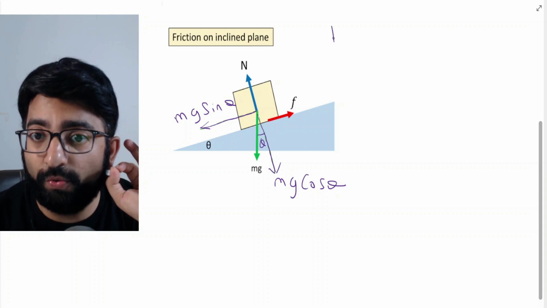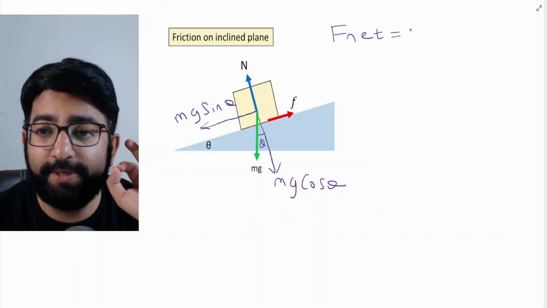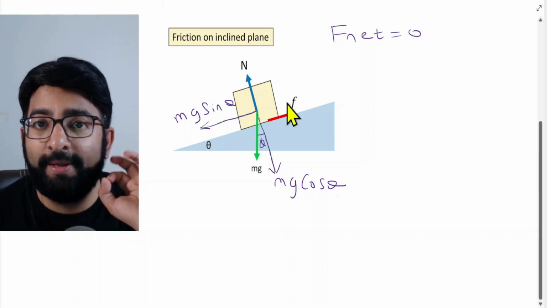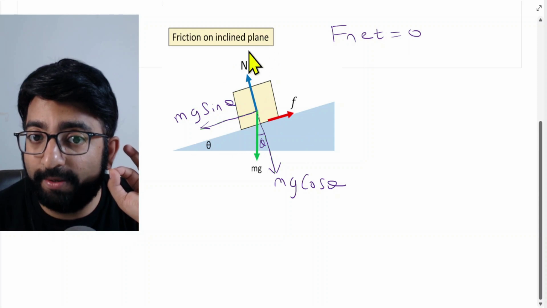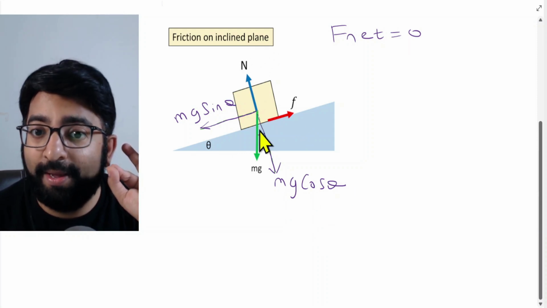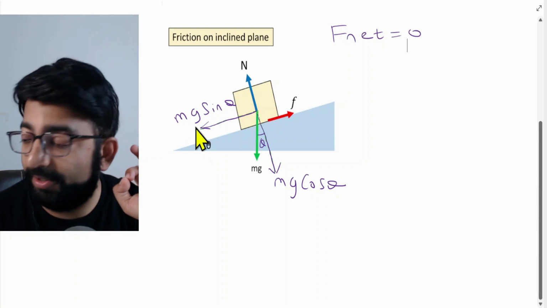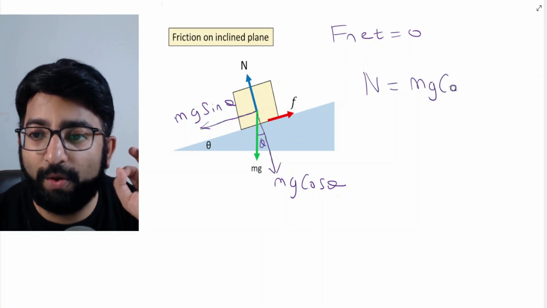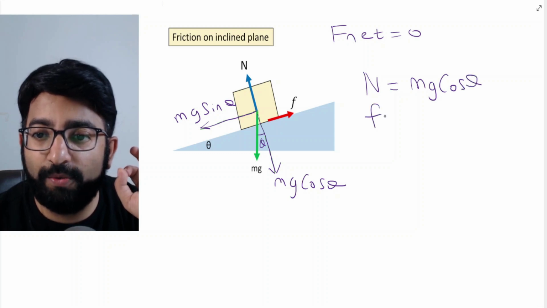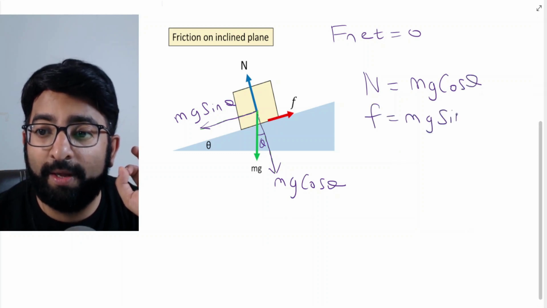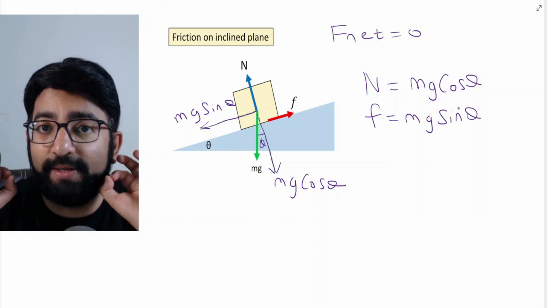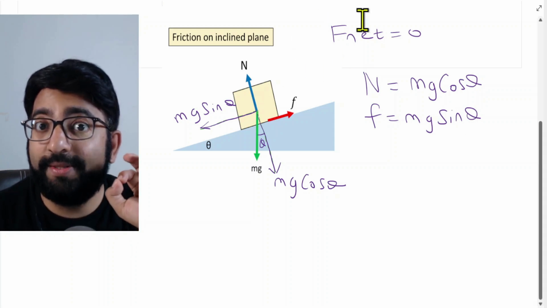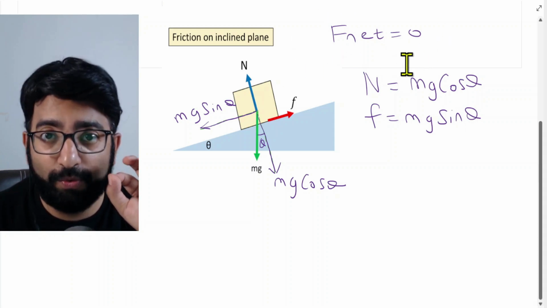Now, since we have deduced that the net force acting on the object is equal to zero, the forces are cancelling each other out. So, the normal reaction will be equal to mg cos theta, and the value of friction will be equal to mg sine theta. Let us write down the two equations. N is equal to mg cos theta and friction will be equal to mg sine theta. So this is the case of translational equilibrium. Translational equilibrium, if you recall, is a case where the net force acting on the object is equal to zero.